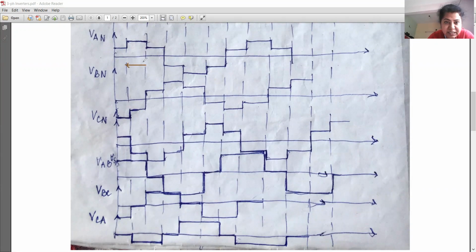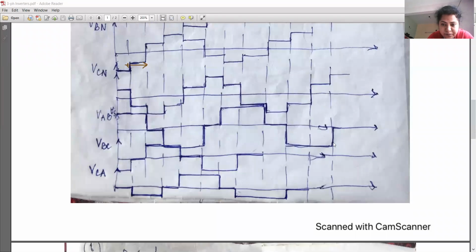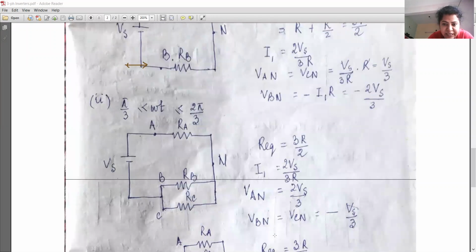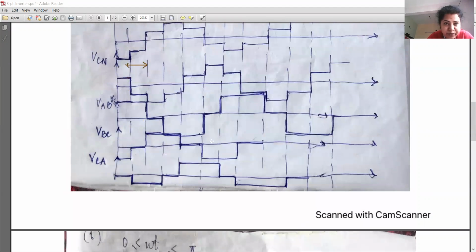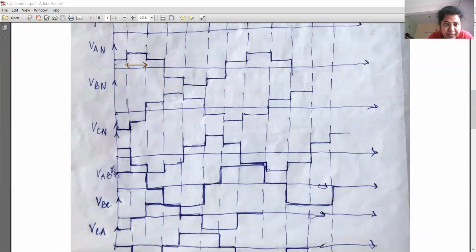For omega t equal to pi by 3 to omega t equal to 2 pi by 3, we get VAN is equal to 2 Vs by 3 here and VBN is equal to VCN is equal to minus Vs by 3. So for this particular interval, VAN is equal to 2 Vs by 3 here, and VBN is equal to VCN is equal to minus Vs by 3.